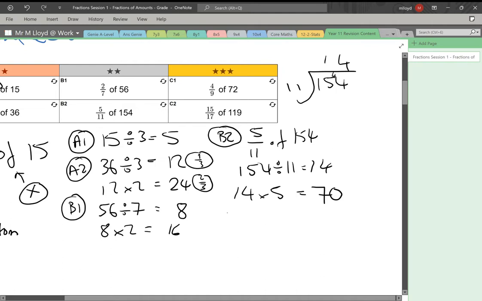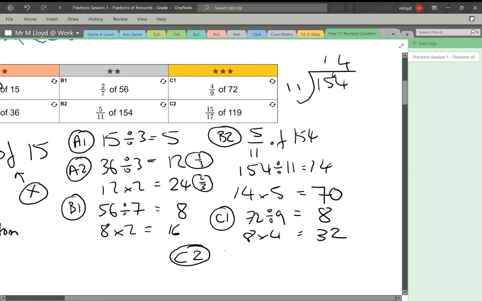Okay, C1, 72 divided by 9. So again, dividing by that bottom one gives us 8. And then 8 times 4 is 32. Last one, C2. Oh, I've looked up. I'm going to regret this one.